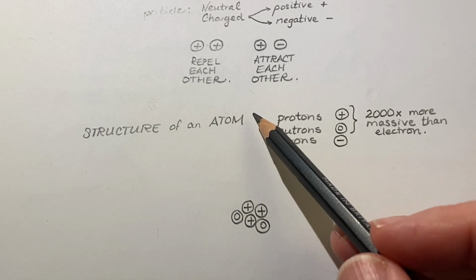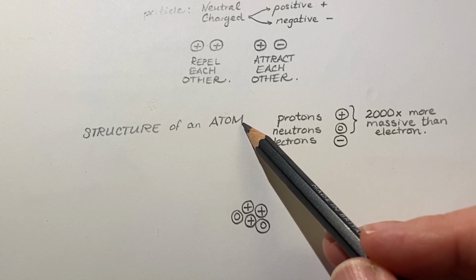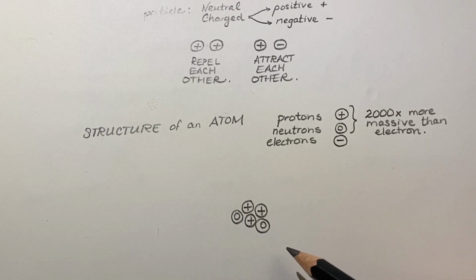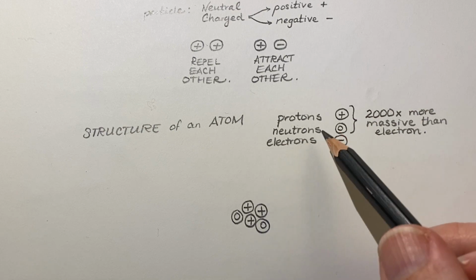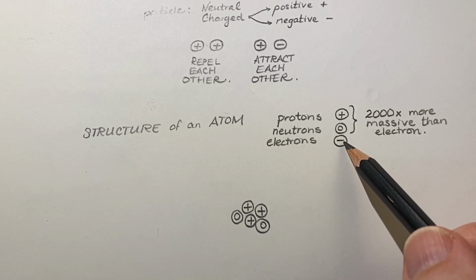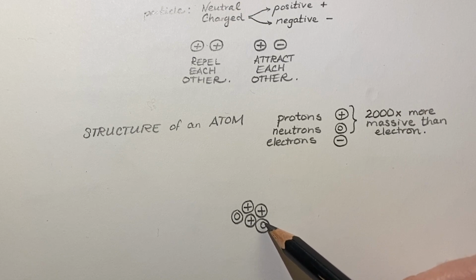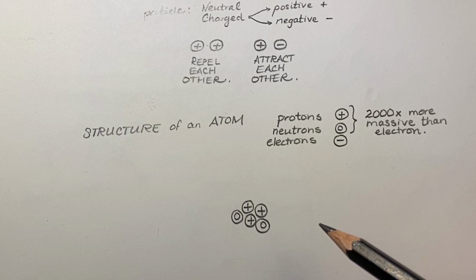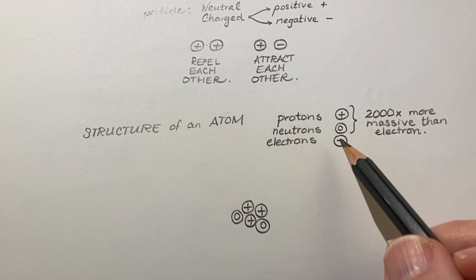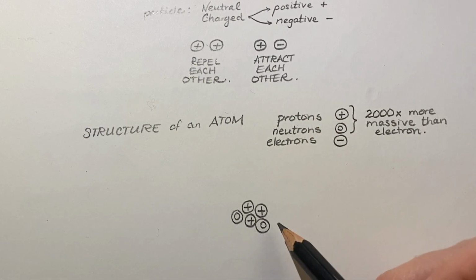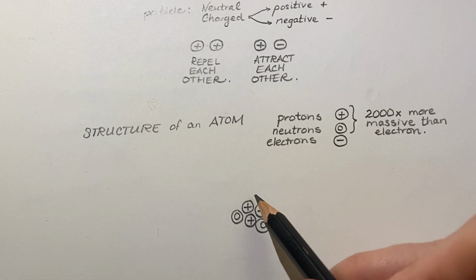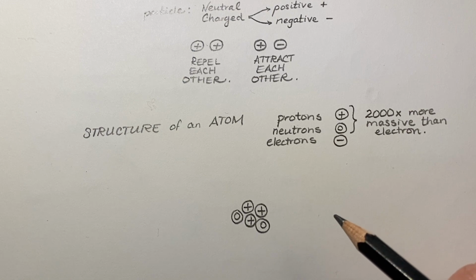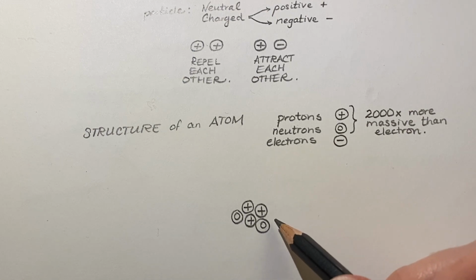Now, an atom by itself is overall neutral. So that means we need electrons to counteract or balance out the positive charge that's in the nucleus. So this atom here, that means we have electrons. Okay. So you might imagine that we could just put electrons in here too, and they would all attract each other, and that would be the atom. But that is not the case.